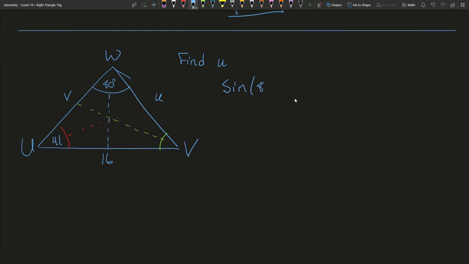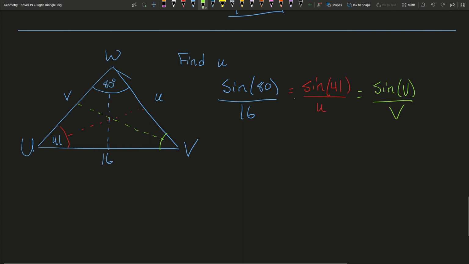So sine of 80 divided by 16 is equal to sine of 41 over u, and then sine of v over v. Again, we're trying to solve for u, so this u should be the only unknown that we have. So we can get rid of this sine of v over v and then solve for u.